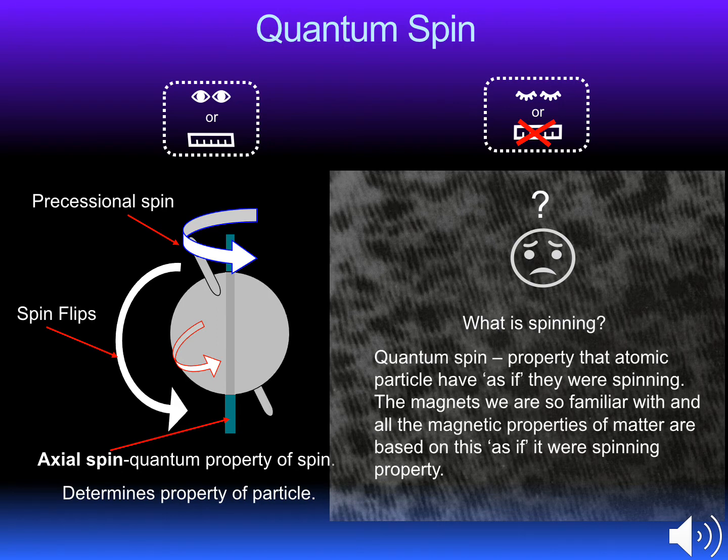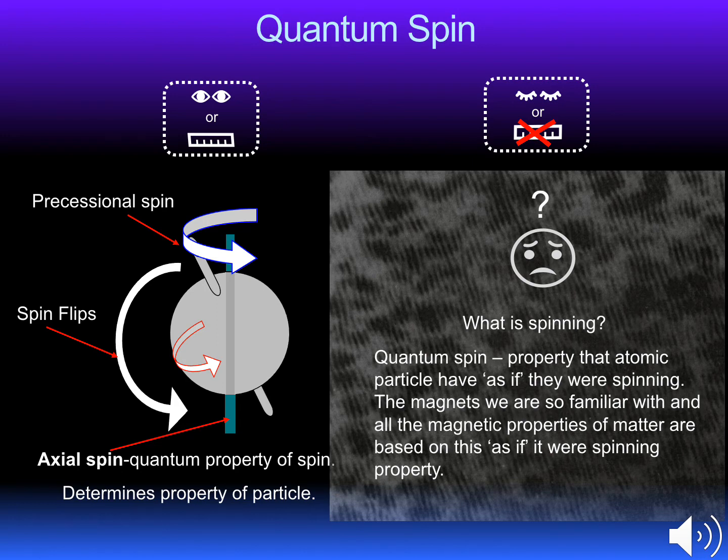So quantum spin is a property that atomic particles have as if they were spinning. Nobody really believes that they are spinning. It's just easier to think that way, and they behave as if they are spinning. So the magnets that we're so familiar with and all the magnetic properties of matter are based on this as if it were spinning property.